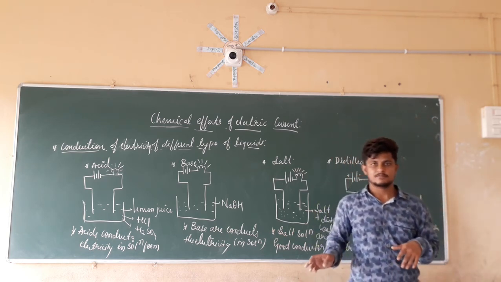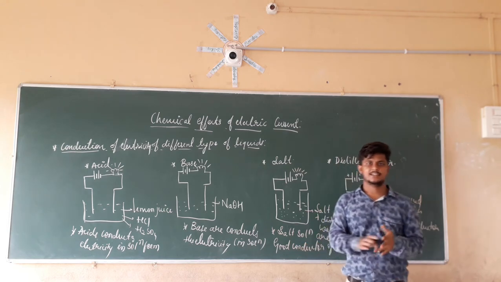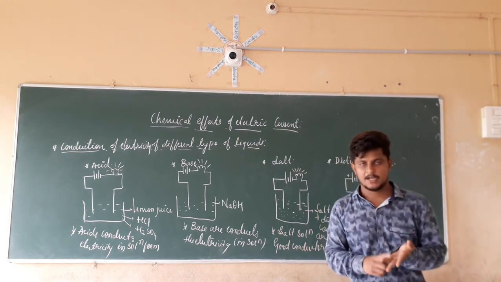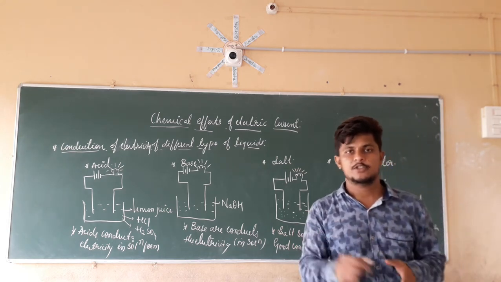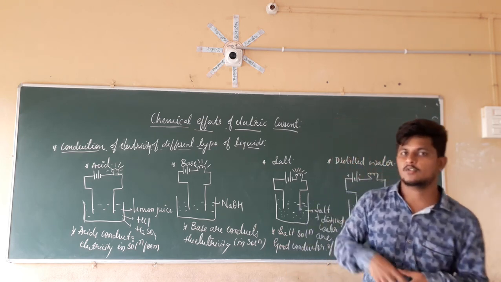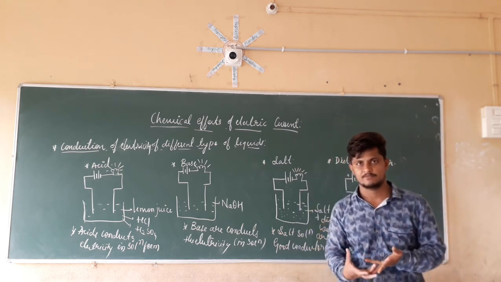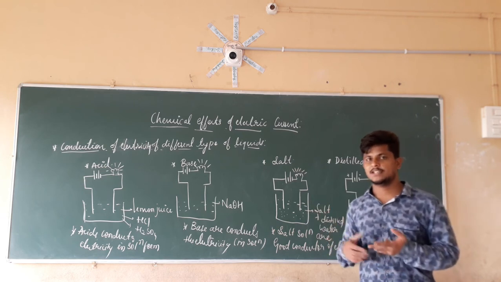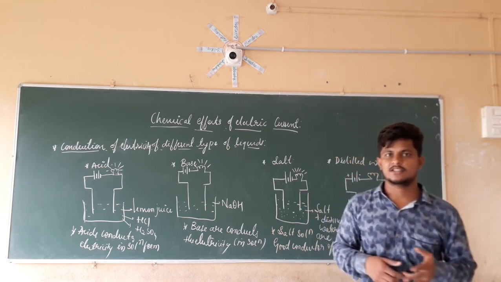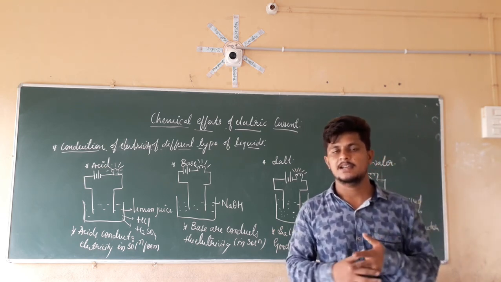This is it for today's class. In the next class, we are going to study the magnetic effect of electric current. By using that magnetic effect of electric current, we are going to make another type of tester. We will also see some chemical effects of the electric current in the next class.